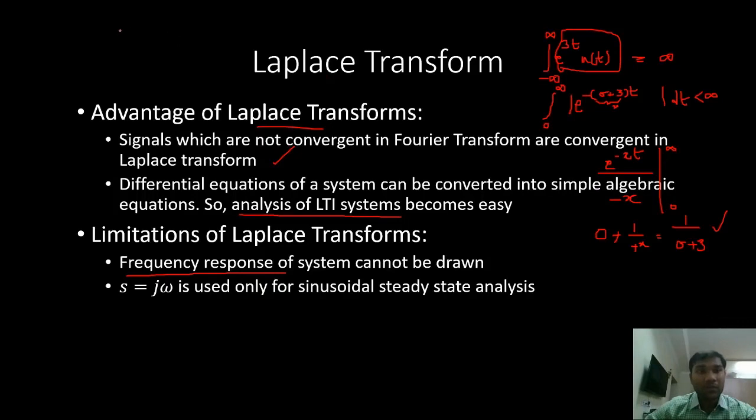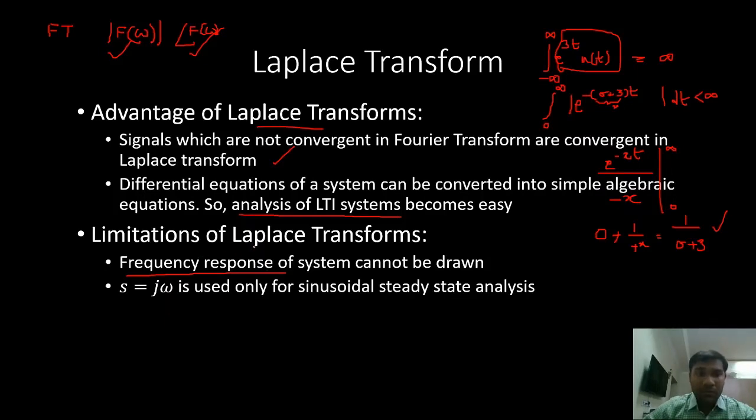Using Fourier transform, I was able to calculate frequency response, right? I was able to calculate F of omega. From that, I was able to calculate my mod of F of omega as well as angle of F of omega. I was able to calculate the magnitude and phase spectrum using Fourier transform, right? But using Laplace transform, I cannot calculate the magnitude and phase spectrum. These two I cannot calculate using Laplace transform.